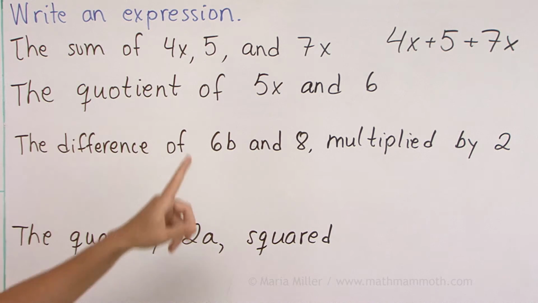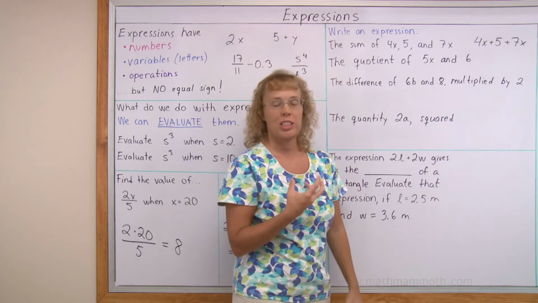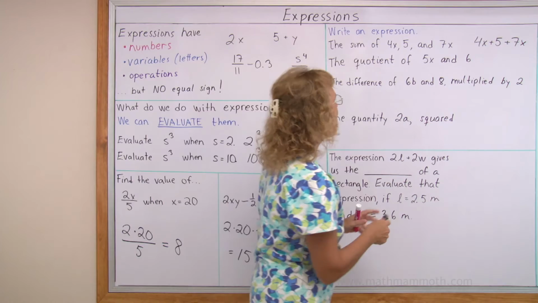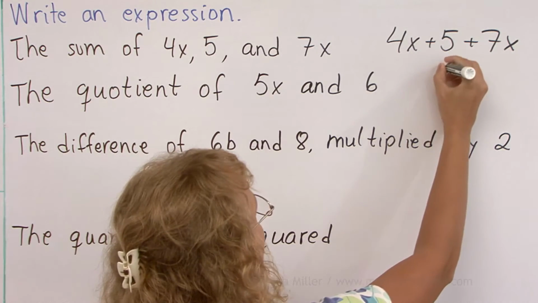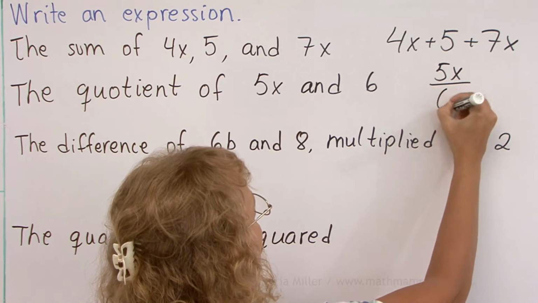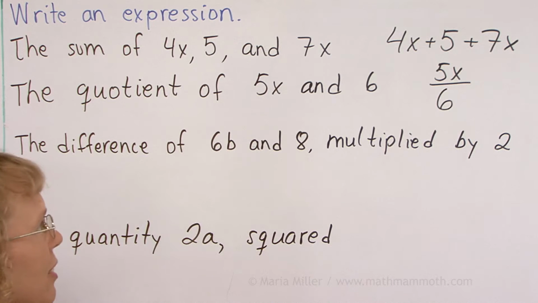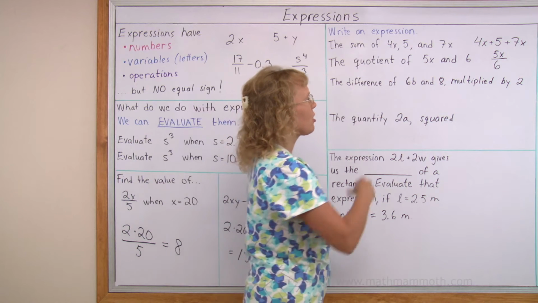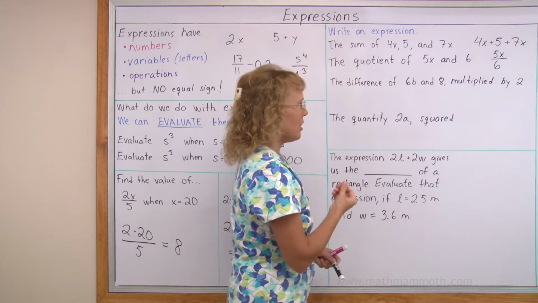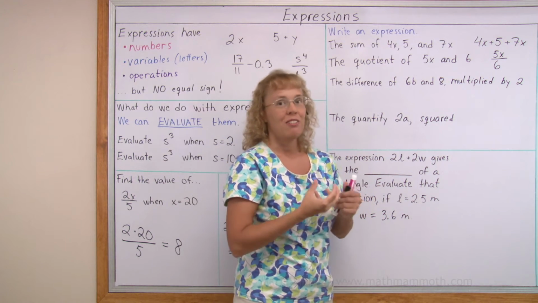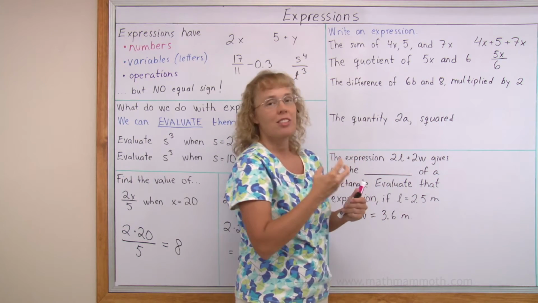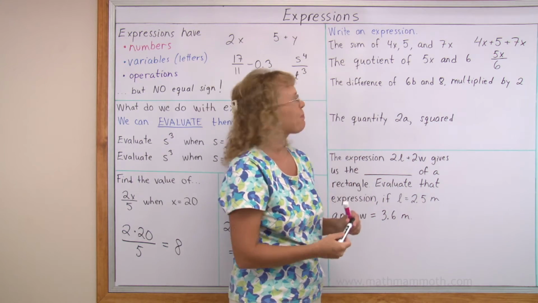The quotient of 5x and 6. The quotient was the division process, okay? So this means 5x divided by 6. It is exactly the same. 5x divided by 6 is the quotient of 5x and 6. I cannot actually calculate its value now because I do not have a value for x. If I was given that x equals some number, then I could actually calculate the quotient.